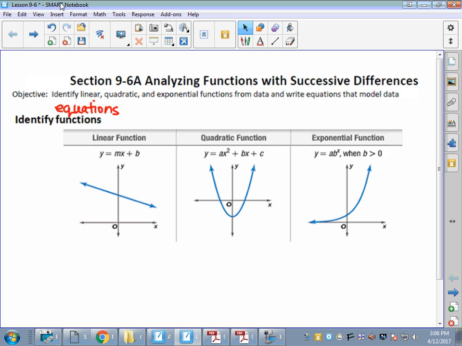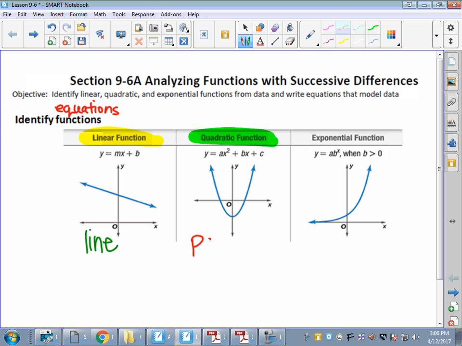So you could have a linear function. A linear function is exactly what it sounds like. It is a line. A line is straight. You could have a quadratic function, which we've been talking about for some time now. We've done a lot of different things with quadratics. We've factored them, solved them, graphed them. And remember, the name of a quadratic function is a parabola.